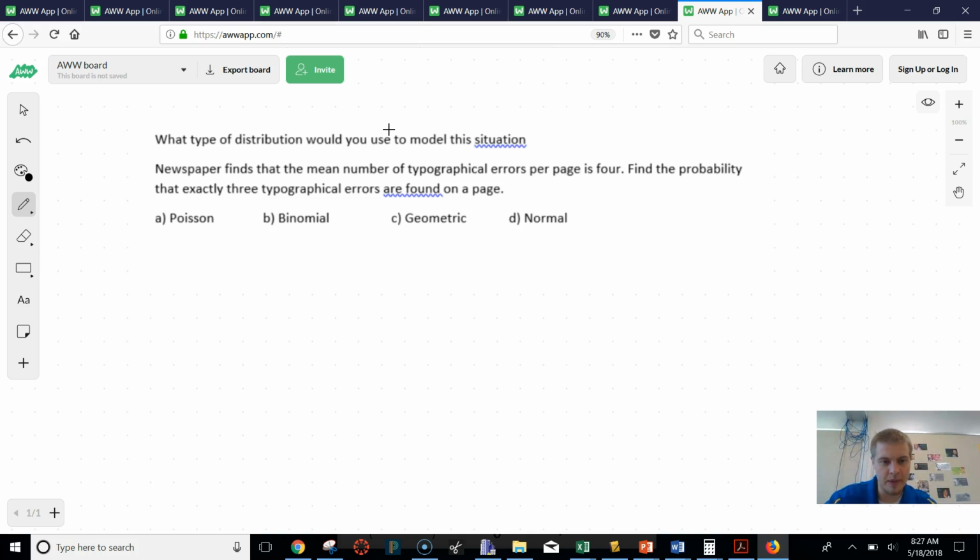It says what type of situation would model it again. And it says in a newspaper they find a mean number of errors on a page is 4. Find the probability that we get exactly 3 typographical errors on a page. In this one, it's actually going to be Poisson. Even though they said exactly 3, the reason we know it's Poisson is they don't tell us how many successes or failures. They're just saying on a page. So out of this time window of a page, how many successes or failures we would get.